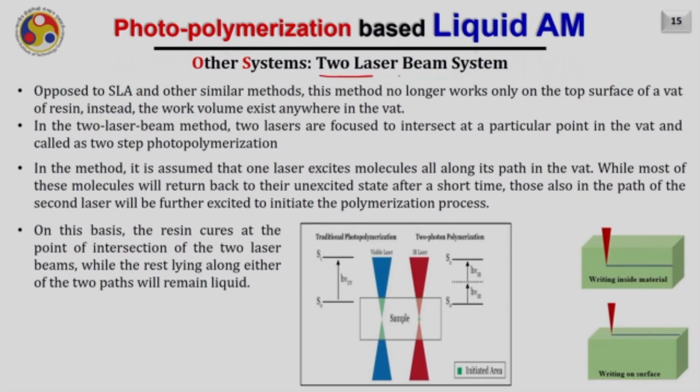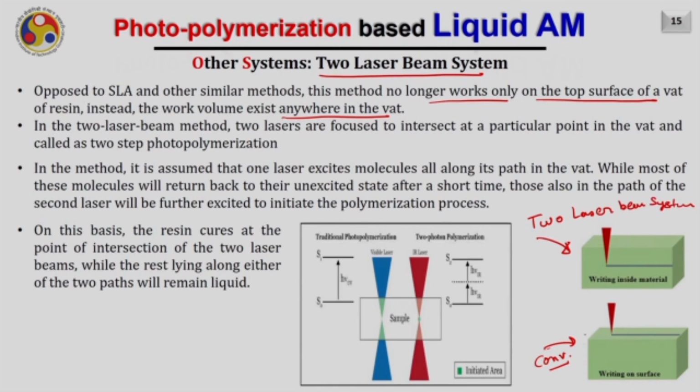Another interesting system based on photopolymerization based liquid additive manufacturing is utilizing the two laser beam system. Opposed to the SLA and other similar methods which we discussed so far, this method no longer works on the top surface of the wet. Instead, it works inside the volume, anywhere in the wet. Like you see in this diagram, this is the conventional one, and this is the one which I am talking about, called the two laser beam system.